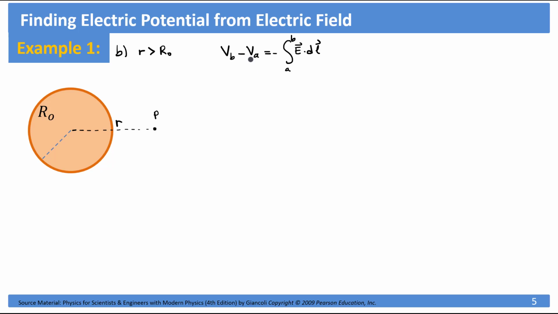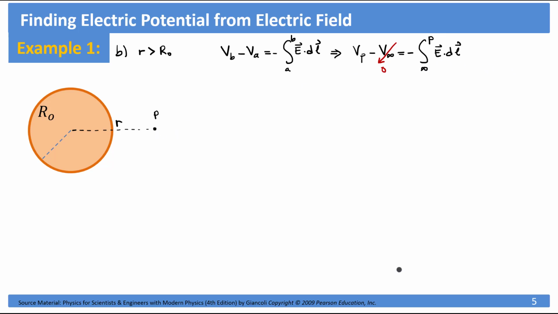And for any charge distribution, we know that the electric potential will be 0 at an infinitely far away point. So we are going to make this V infinity. What I'm trying to say here is we will calculate Vp minus V infinity is equal to minus the integral from infinitely far away to point P of E dot dl. And I know that this is 0. So we will find Vp by simply calculating this integral from infinitely far away to point P.